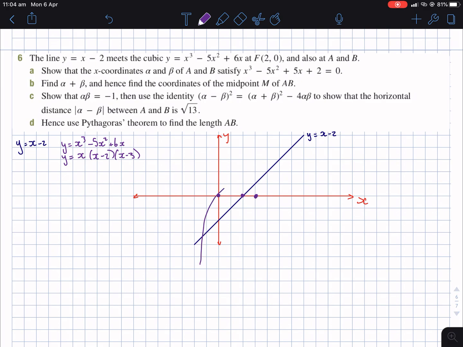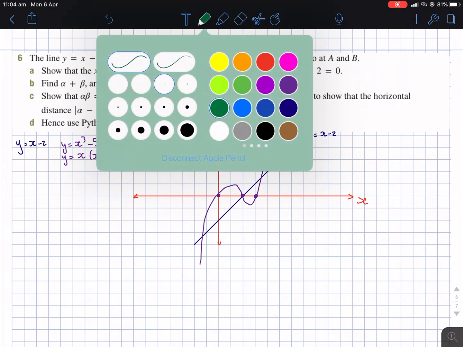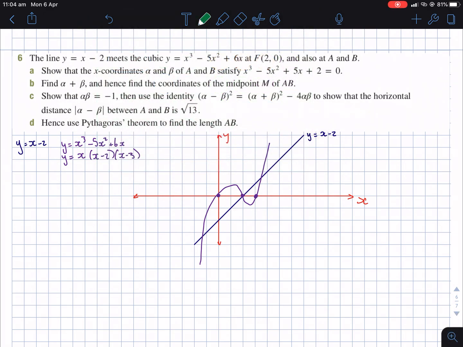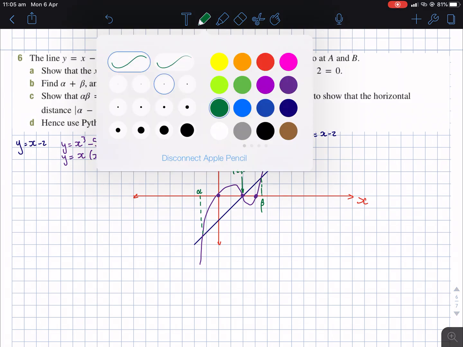So assuming there, there, and there. Okay, so this one is alpha. This one, well, they've cheated. They've already told us this one is 2, and they'd like us to call this third one beta. Normally I would have called it gamma, but whatever.